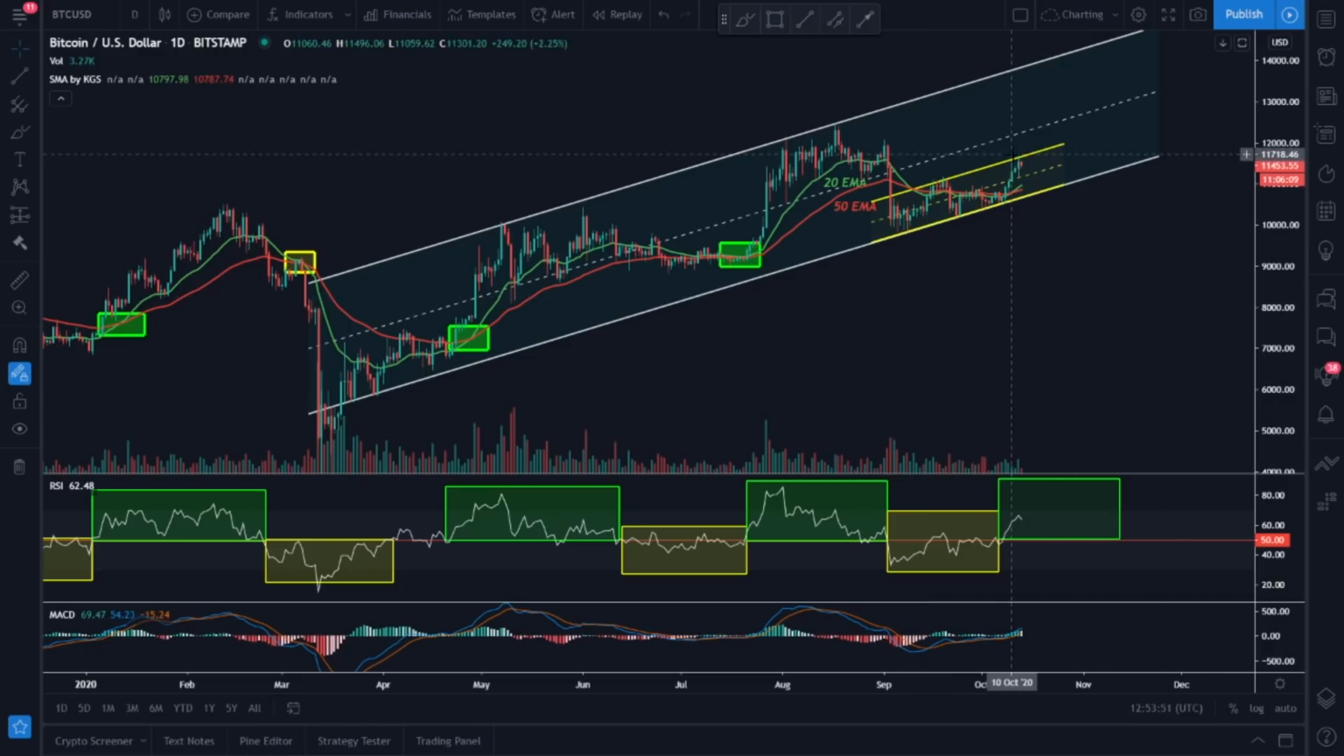I actually took a short here around this price level of 11,620. I will come back to the reason why, okay? But for now, you can see in a daily time frame, the price of Bitcoin is very bullish.